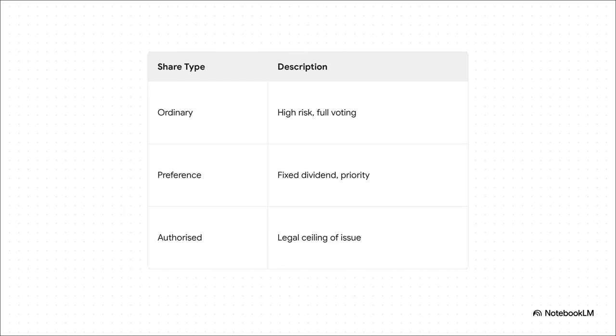Okay, question 2, Part B asks you to explain ordinary shares, preference shares, and authorized shares. This is worth 15 marks, so don't skimp on the details. For ordinary shares, you want to state that they represent residual ownership. Yes, they carry the highest risk, but they also give you full voting power. For preference shares, explain that it's kind of a hybrid capital. It gives you priority over ordinary shares, usually meaning you get a fixed dividend paid out before anyone else sees a dime. And for authorized shares, just tell the examiner this is the absolute legal ceiling, the maximum number of shares a company's constitution actually permits it to issue.